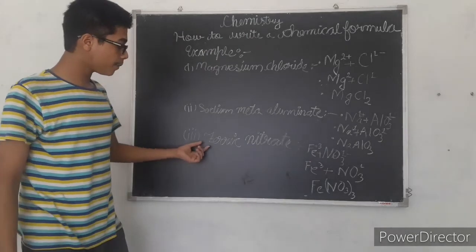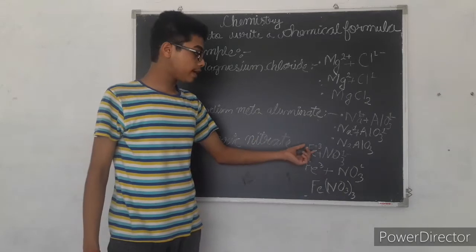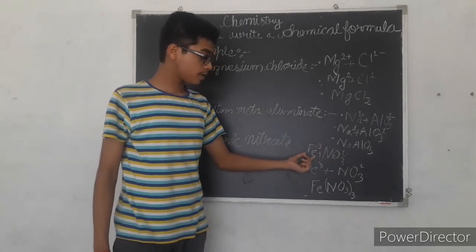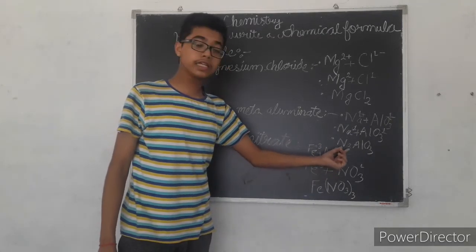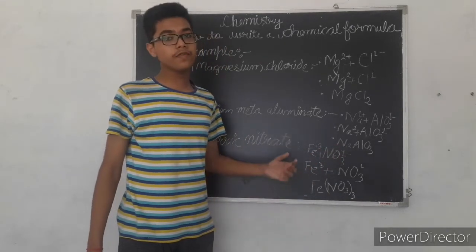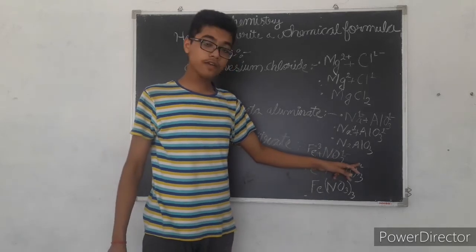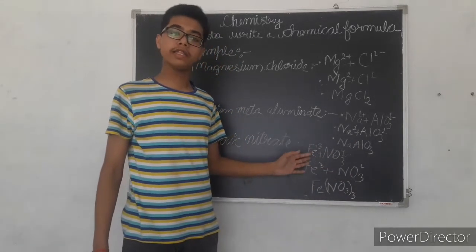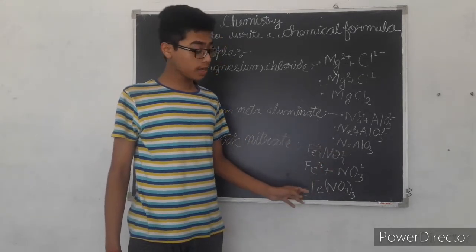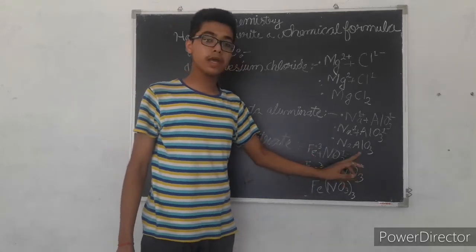Now one more example, ferric nitrate. According to the first step, we will write the basic radical and then the acidic radical. Fe3+ is the basic radical, NO3 1- is the acidic radical. Then according to the second step, we will ignore the positive and negative signs and divide them by their highest common factor. The highest common factor of 3 and 1 will be 1, and 3 divided by 1 is 3, and 1 divided by 1 is 1.